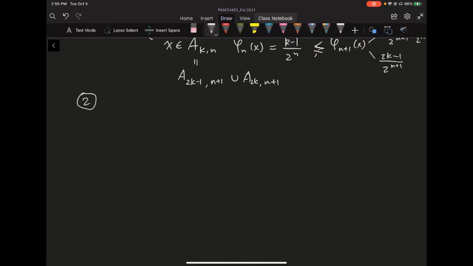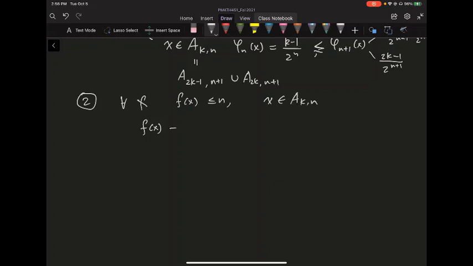So first of all, I want to show something. For every x such that f of x is less than or equal to n, you can see that by our definition, f of x needs to be between some values of k over 2 to the something. So let's say x is inside A_{k,n}.